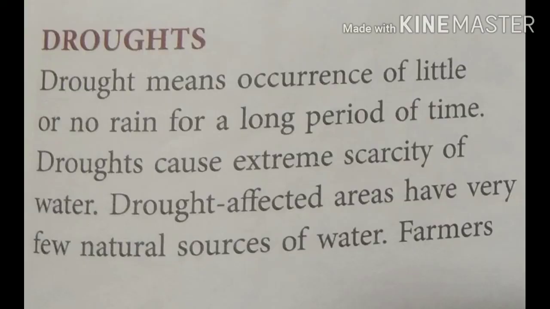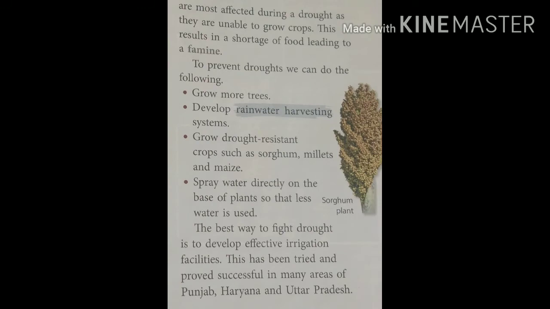Droughts. Drought means occurrence of little or no rain for a long period of time. Droughts cause extreme scarcity of water. Drought affected areas have very few natural sources of water. Farmers are most affected during a drought as they are unable to grow crops. This results in a shortage of food leading to a famine.